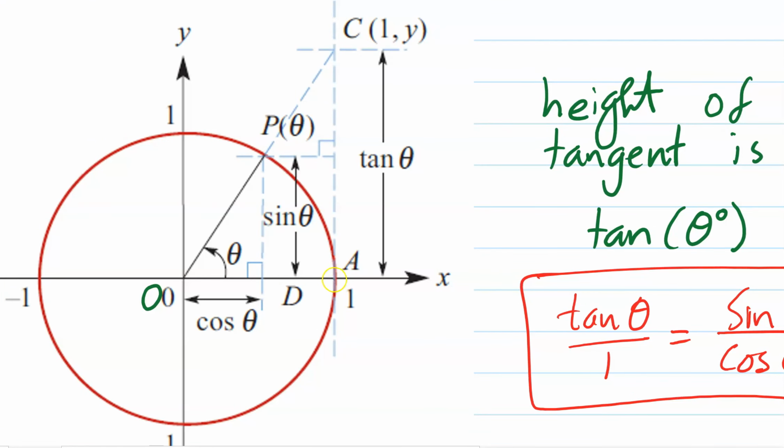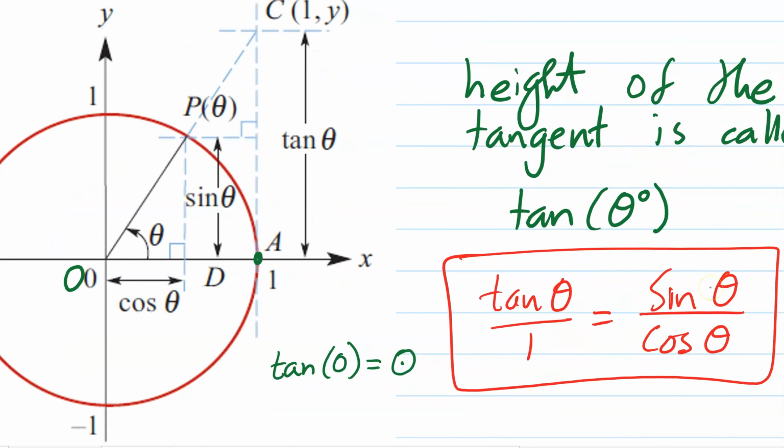Tell me the height of the tangent here at A, which means tan 0. Well, there's no angle, rather the angle is 0. What is the height? 0. In fact, you can see the height at that point is 0, length is 1. Therefore, sine 0 divided by cos 0 works here.